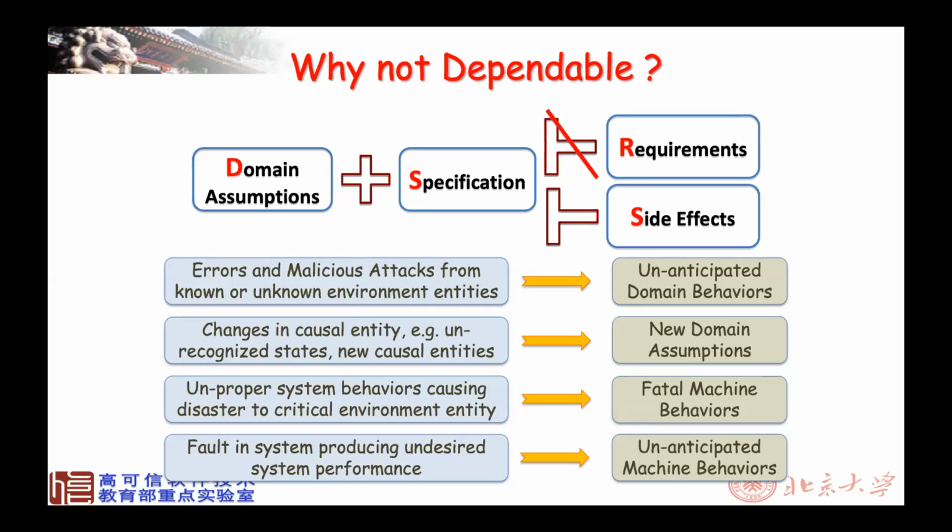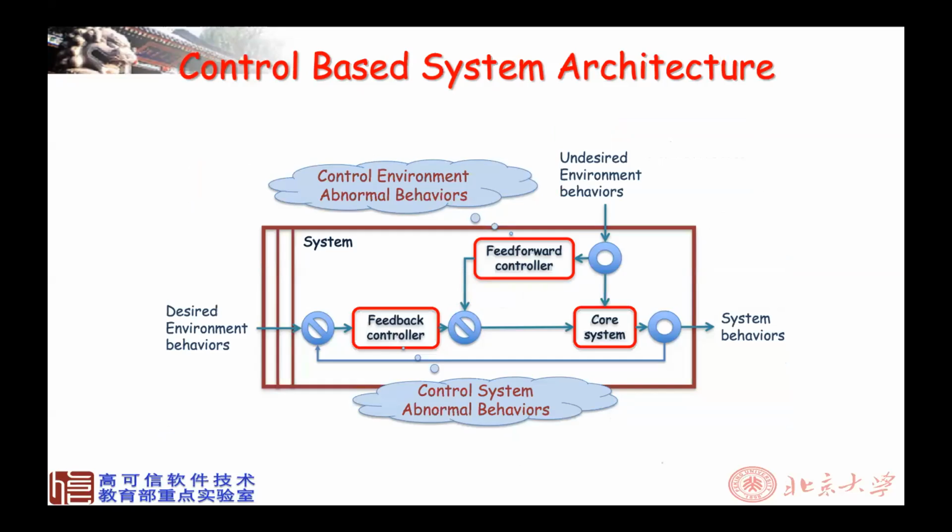So in this sense, let's remember the perception and reaction pattern. We include sense and control entities to build a control loop, to deal with the changing and unanticipated behavior. So for making the system more dependable, we can use control theory, control techniques. For example, this is an architecture for making the system more dependable.